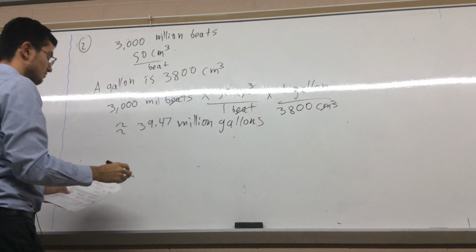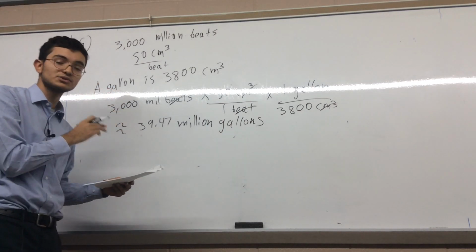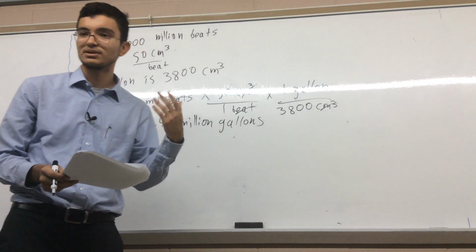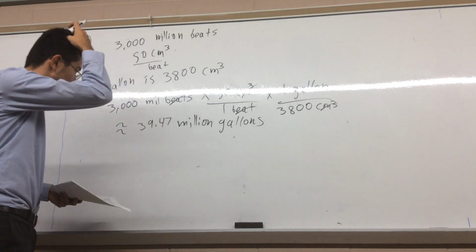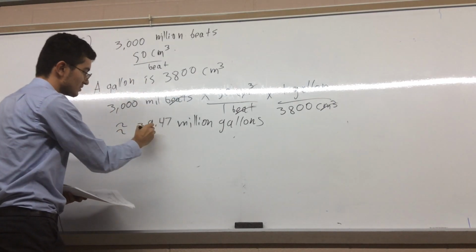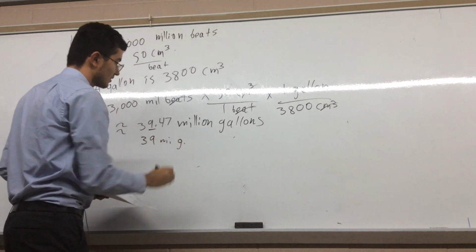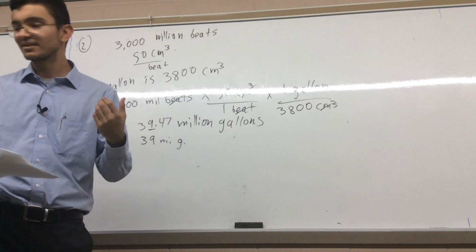All right, and then we're going to round this to two significant figures. You're going to see that in your answer choices, you're going to find something very close to that. So even if the significant figures are not correct, you're going to figure it out easily. So if we round it to 2, that's going to be 39 million gallons. Nice. So we're going to move on to question 3. Do you have any questions? Okay.